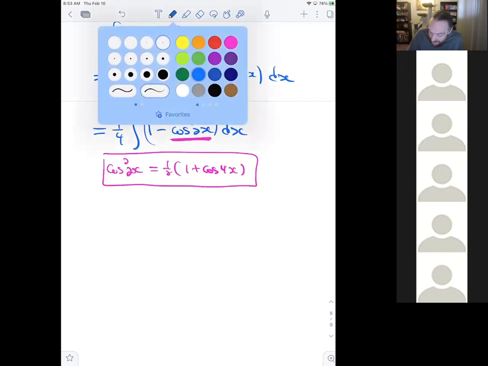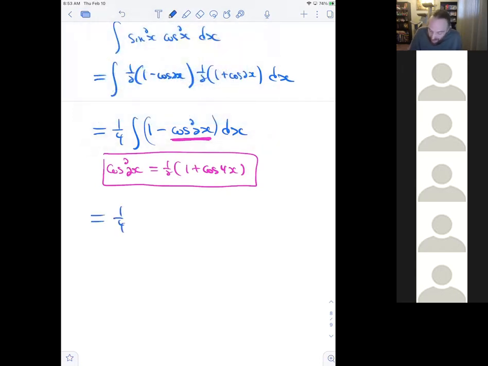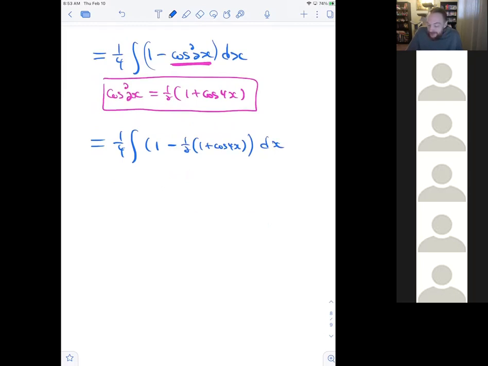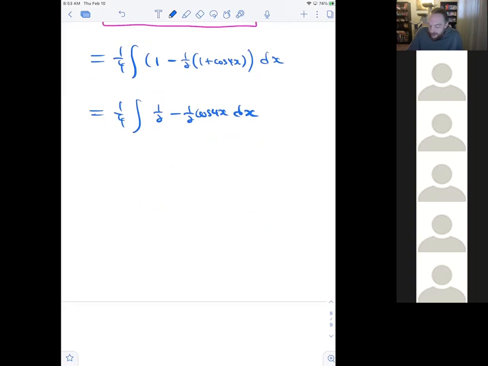So that turns into, again, I use the rule. This is 1/4 the integral of 1 minus 1/2 (1 plus cos 4x) dx. And then because we get the minus, I'm going to get 1/4 the integral of 1/2 minus 1/2 cos 4x dx, which I can write, if I really want, as 1/8 the integral of 1 minus cos 4x dx. I just pulled the 1/2 out.